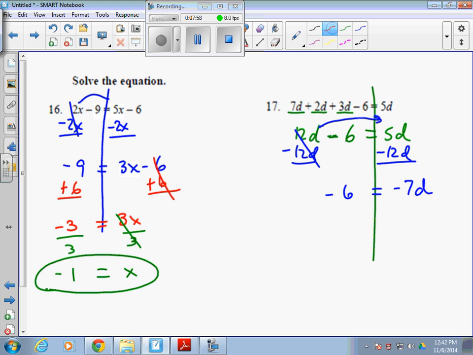Get rid of negative 7 times something by dividing by negative 7. If you do it there, do it here. Negative divided by negative is a positive. 6 over 7, there's no number that goes into both of them. D is 6 over 7.